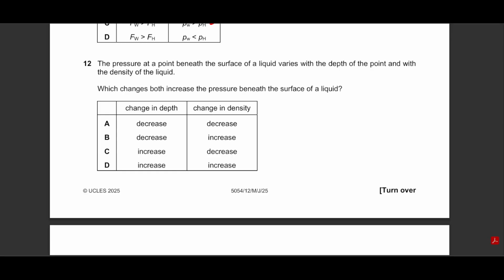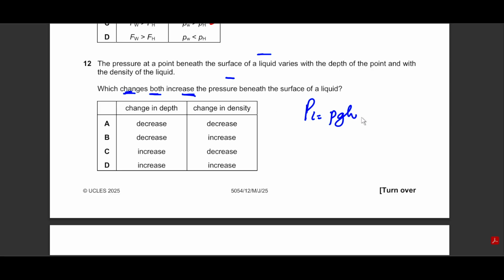Let's move on. Question 12. He says pressure XYZ for liquid. Okay, liquid. So liquid pressure is rho GH. He says which changes both increase the gravitational pressure, increase the pressure, change in depth.